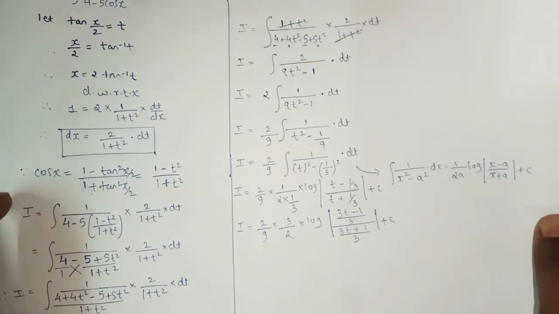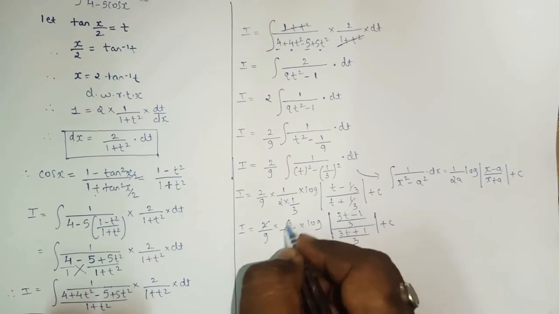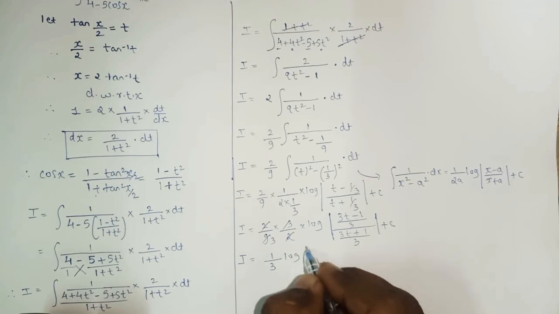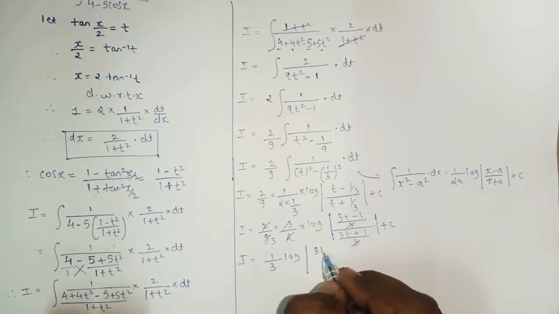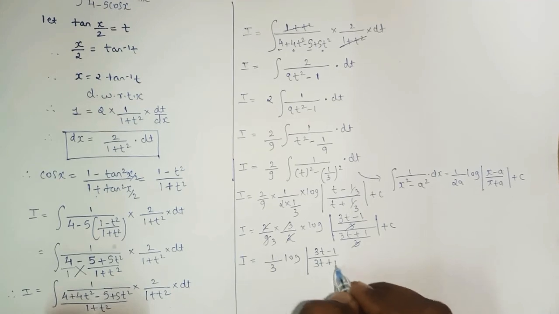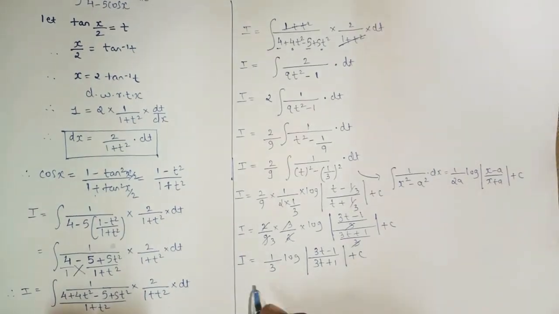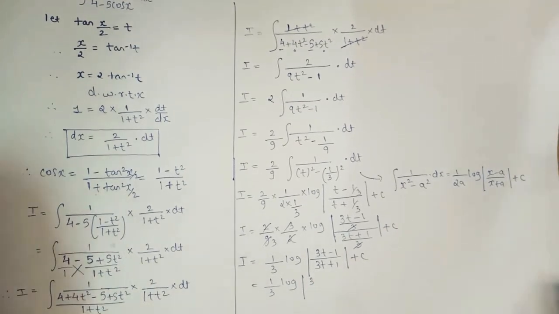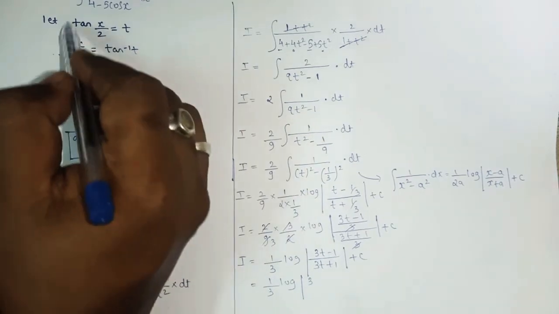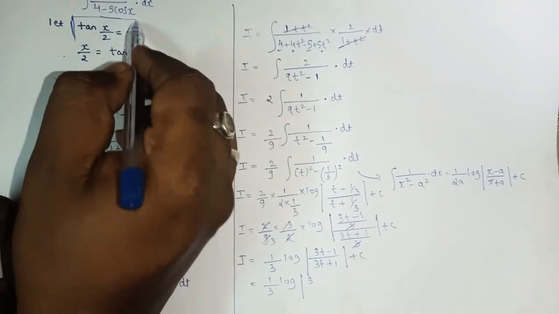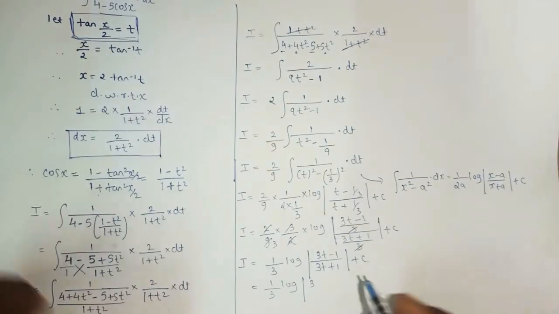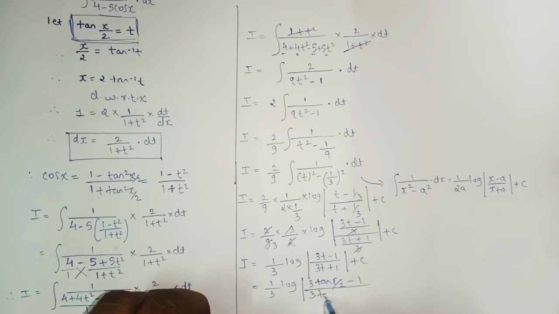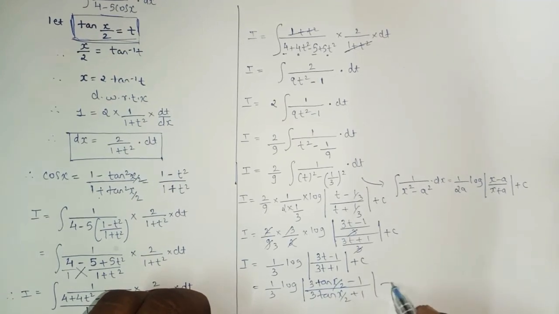Yes or no? Further this we can write as what? 2 will get cancelled, 3 ones are 3, threes are 9. So I will be equals to 1 upon 3 log mod, here also 3 will get cancelled, 3t minus 1 upon 3t plus 1 plus c. And the final step, we have to resubstitute the value of t. So t, here we took what? Tan x by 2, yes or no? It was tan x by 2. So t will be replaced by tan x by 2 minus 1. Here also t will be replaced by tan x by 2 plus 1.